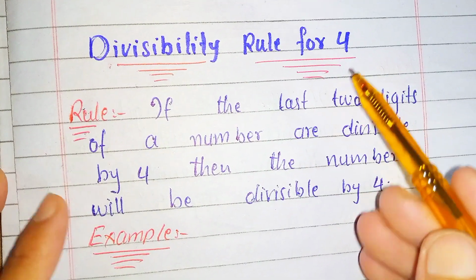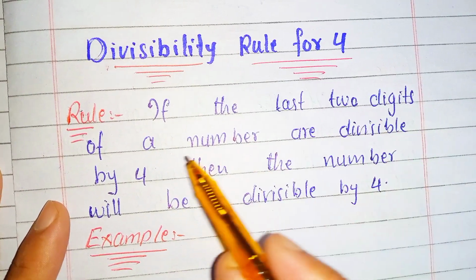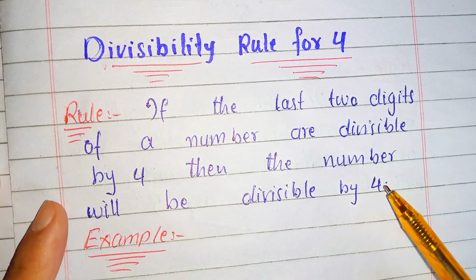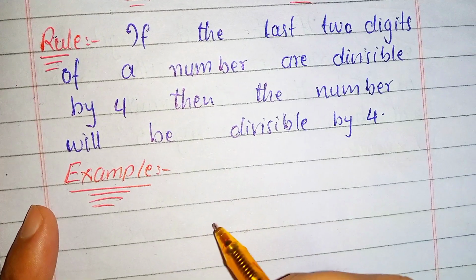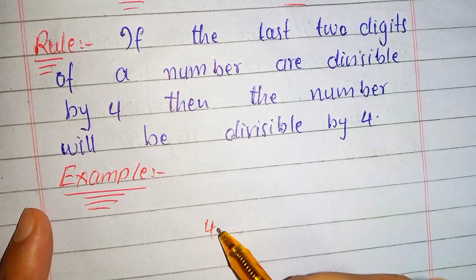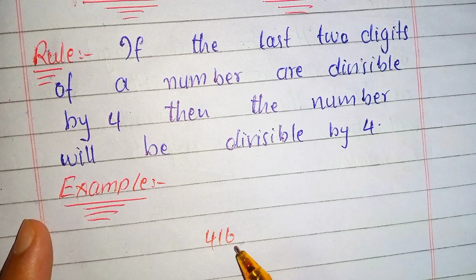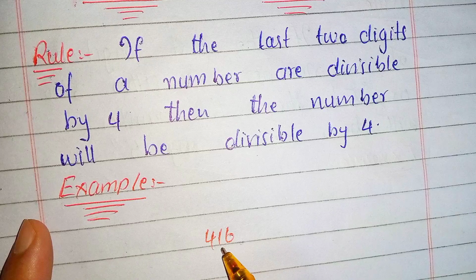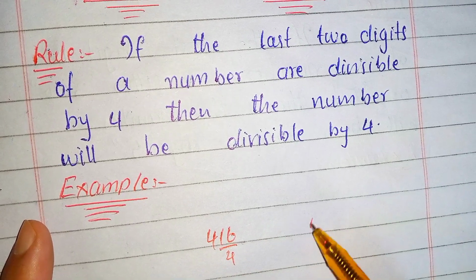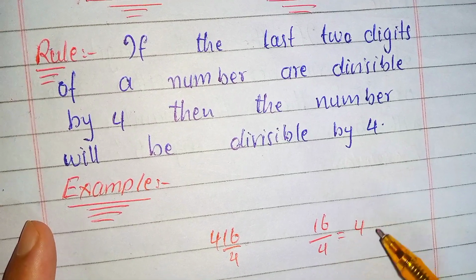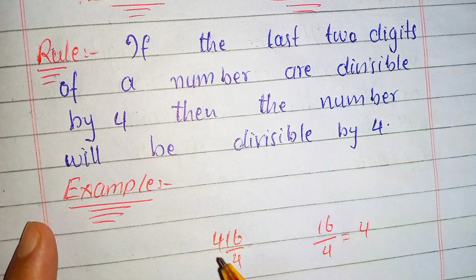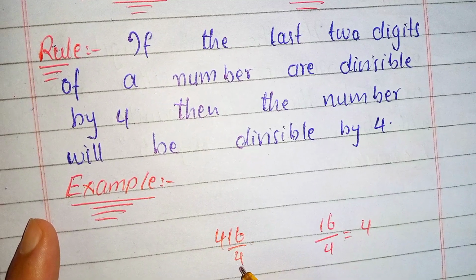Divisibility rule for 4. If the last two digits of a number are divisible by 4, then the number will be divisible by 4, right? Let's see an example in which the last two digits are divisible by 4. Let's see 416, whether this number is divisible by 4 or not. The last two digits of 416 make 16, and 16 over 4 is equal to 4. So we can say that 416 is divisible by 4.